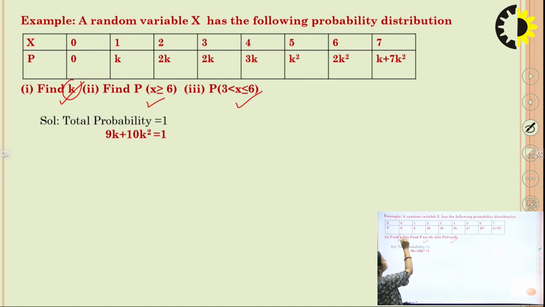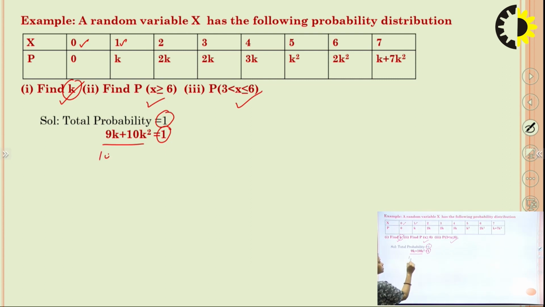We have to find the value of k. See here, corresponding to each value of the random variable, we have probability in terms of k. And we know that for any probability distribution, the total probability is equal to 1. Means if we find the sum of all these probabilities, then this sum will be equal to 1. So just add all these probabilities. We obtain 10k square plus 9k, which will be equal to 1.